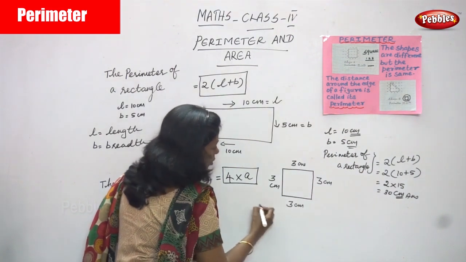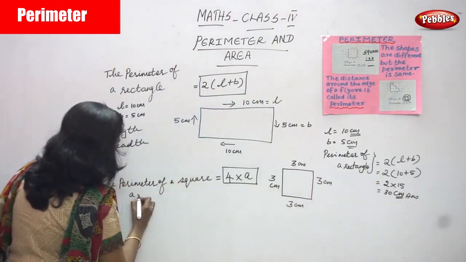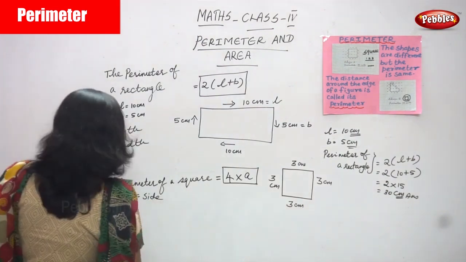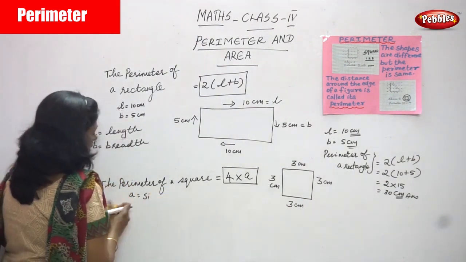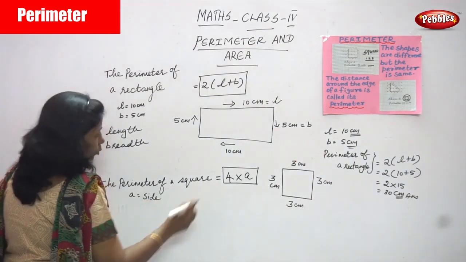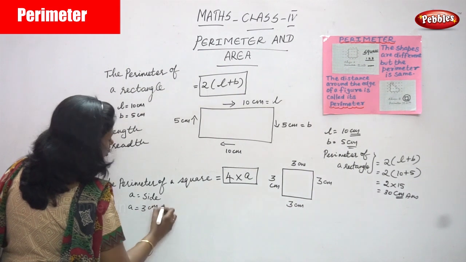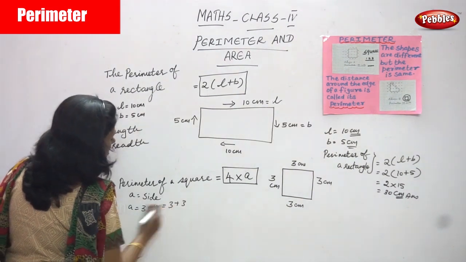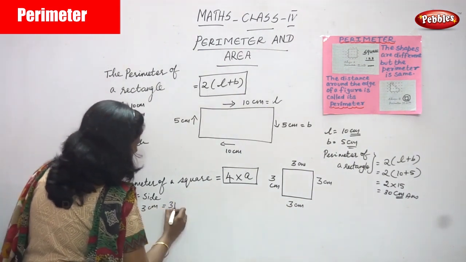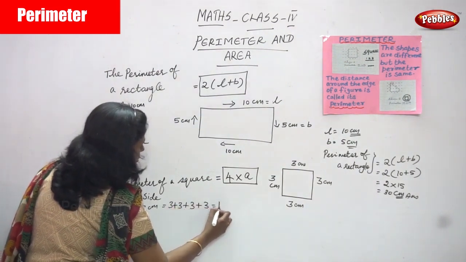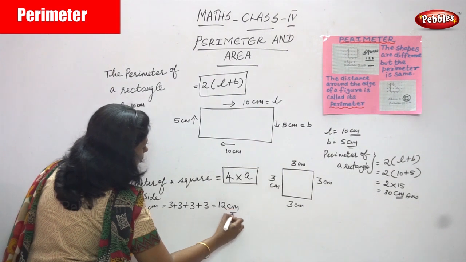That means A is nothing but the side. Even if you want to add all the 4 sides, A is equal to 3 centimeter. You can write 3 plus 3 plus 3 plus 3, for the square has 4 sides. You get 12 centimeter. This also you can write.